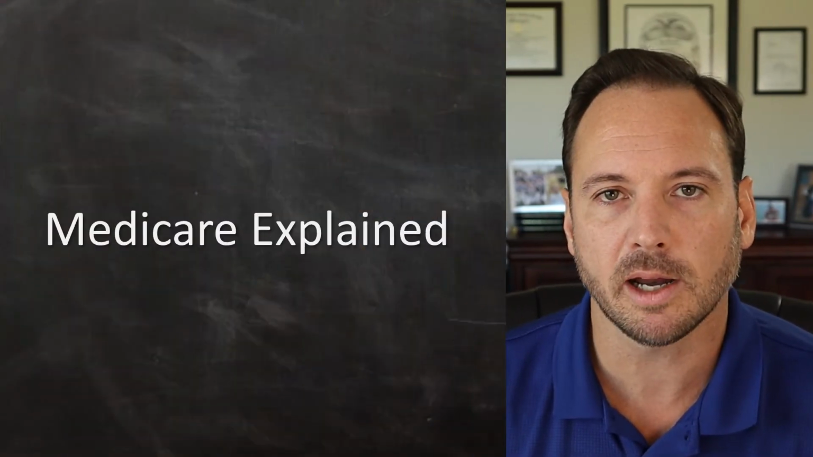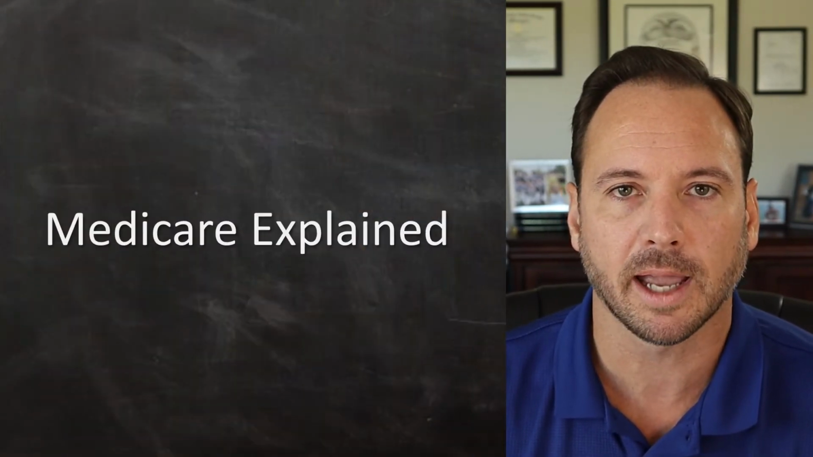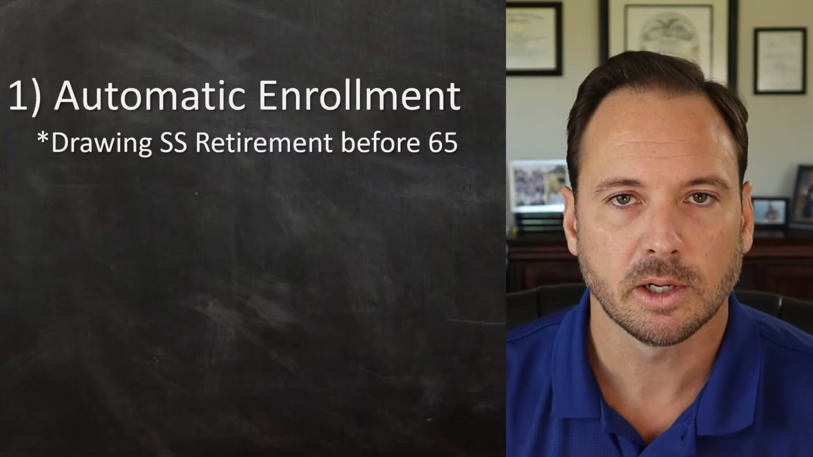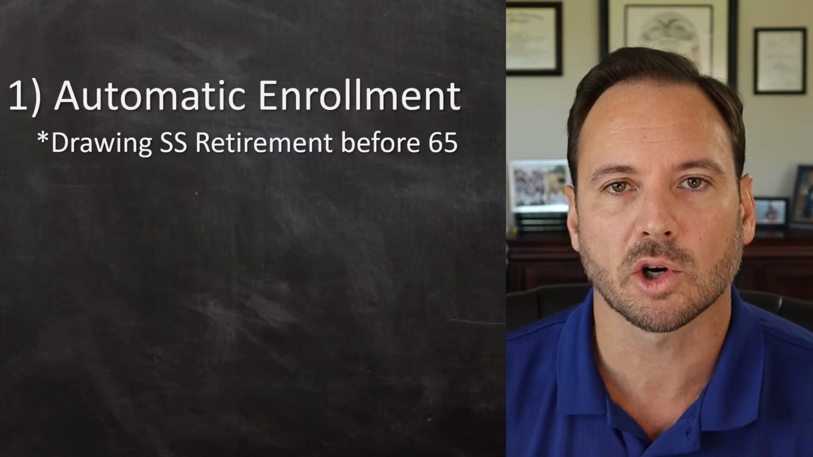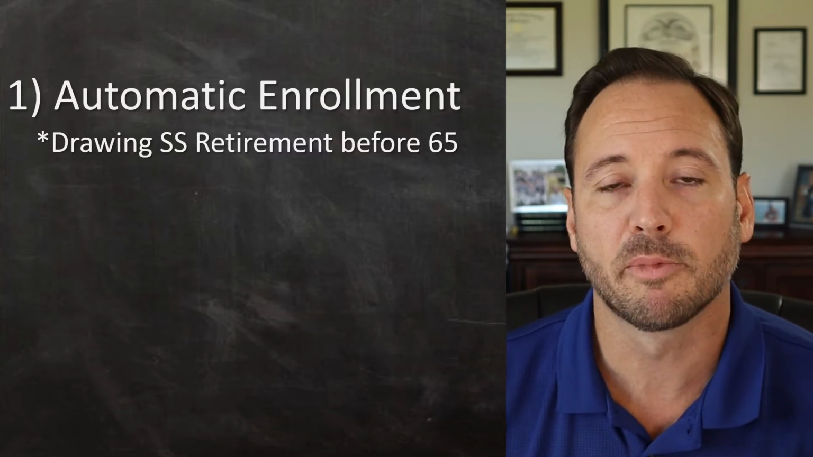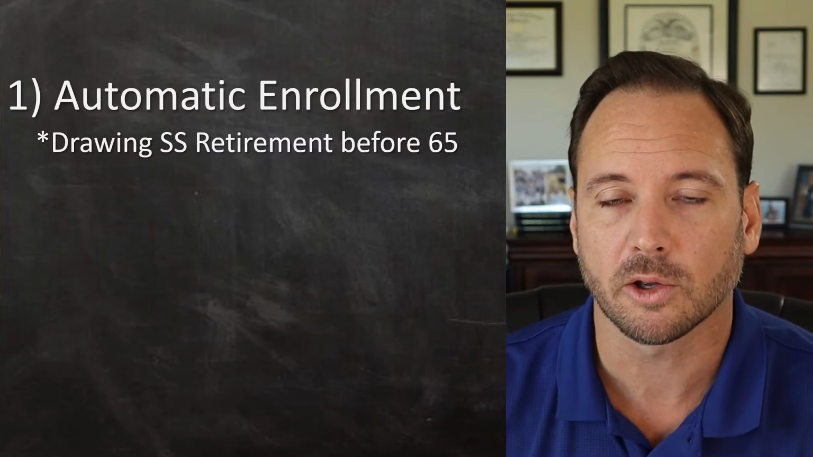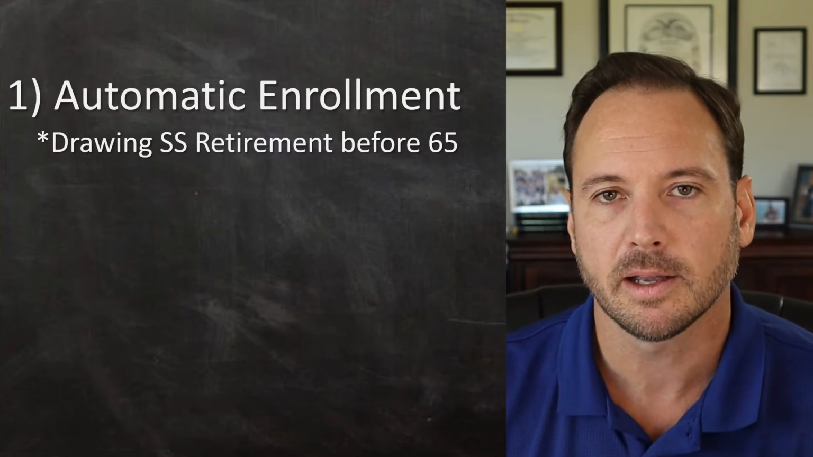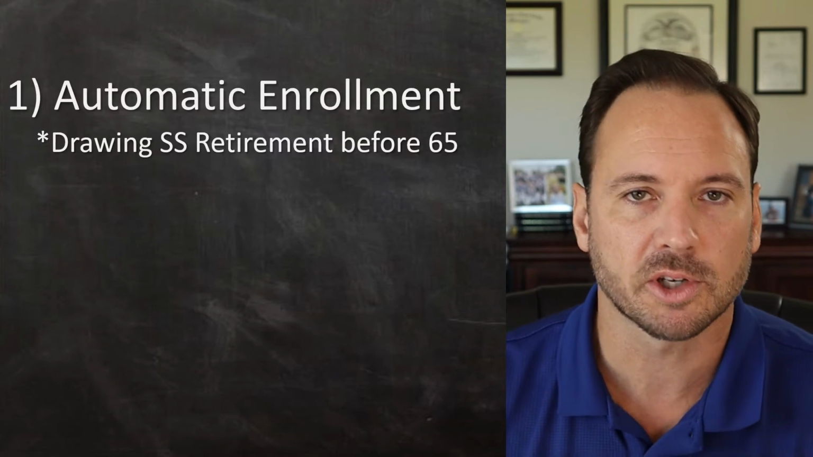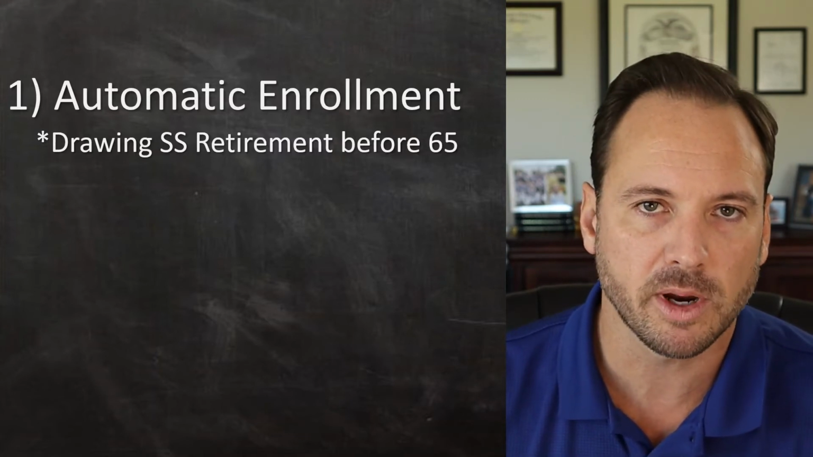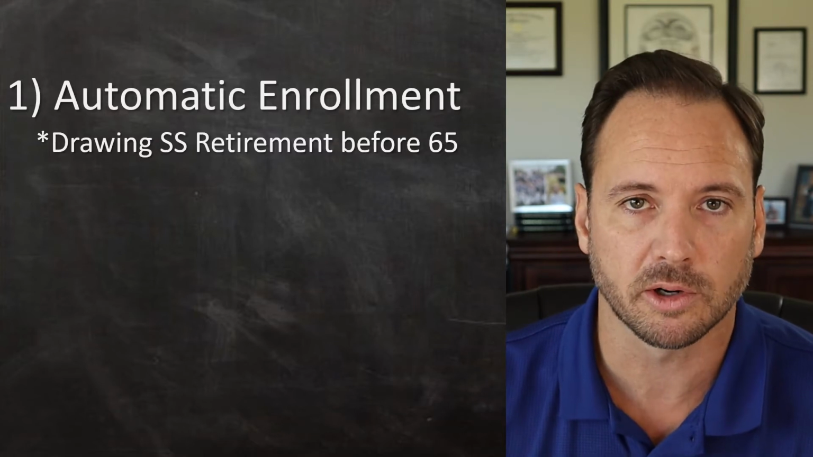So we're going to jump right in here, and the first thing that we're going to look at is, how do you get enrolled in Medicare? Well, you have two options. Option one, if you are drawing Social Security benefits before turning 65, then you'll automatically be enrolled in Medicare. You will not have to do anything, and in this scenario, you will receive your Medicare card from the Department of Health and Human Services roughly 3 months before the month you turn 65.